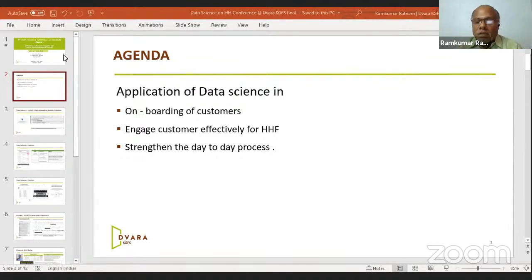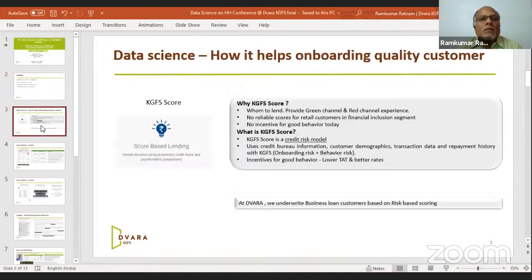I have put the data science usage in financial institutions in 3 parameters. One is, what do we do when we onboard a customer? Does data science help there? Are we doing enough while we engage with the customer on household finance? How are we looking at data? What are the engagement platforms we have? And how do we look at data science to strengthen the day-to-day process? Okay, I'm touching on KGFS.